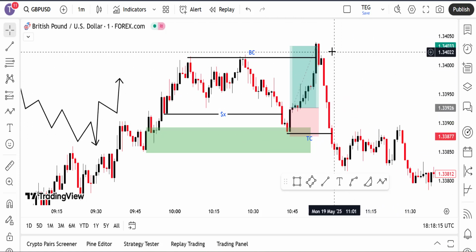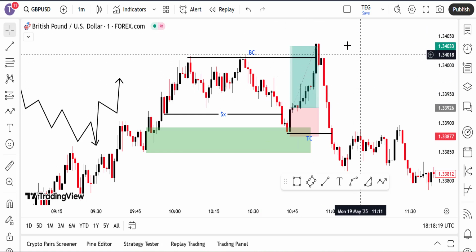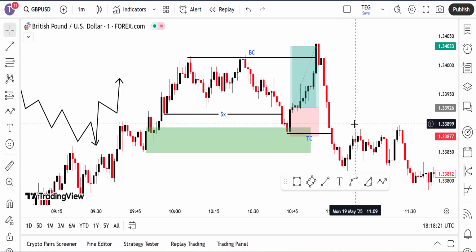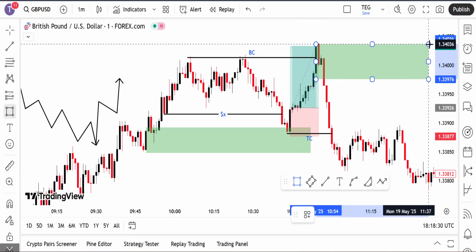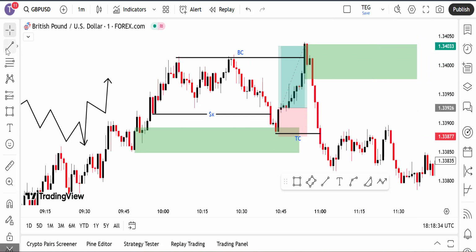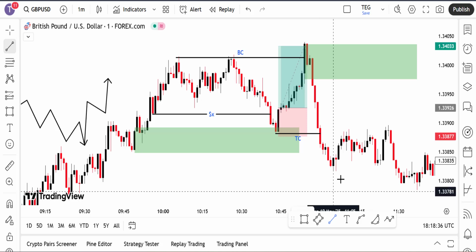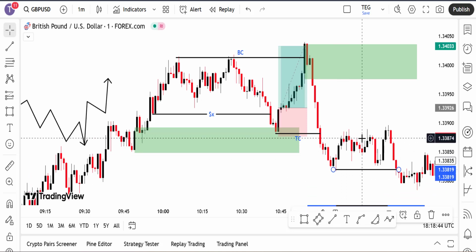Now, where is our intermittent swings? If you say this is our intermittent swings, yes, you are very correct. So we have to set our supply zone, looking for a whale to enter at this point. However, price could not hit our intermittent swings. What do you do? You look for another intermittent swings.